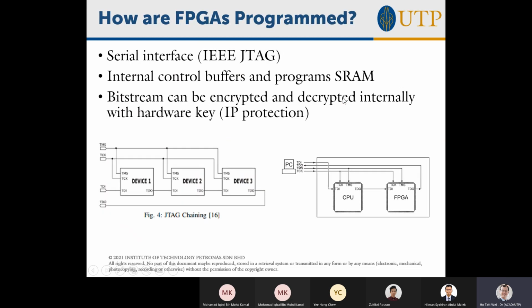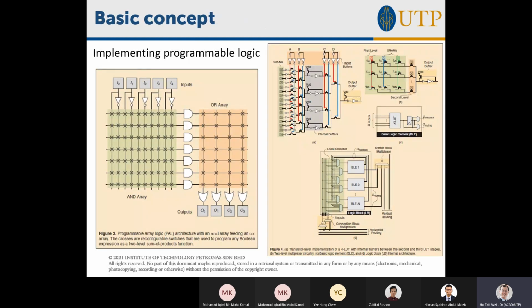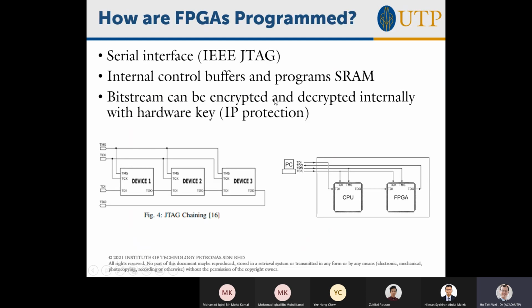So how are FPGAs programmed? The way you program an FPGA is you make sure that all these SRAM bits that set the connectivity of the logic, the lookup table, and the connectivity of the wires, are set. So you have to set all these SRAM bits. But there are so many of them in the FPGA, right? So how do you put them in? We use something called the IEEE JTAG interface.